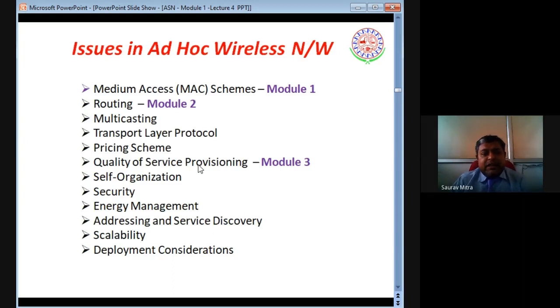Another issue in case of ad hoc wireless network is called self-organization, because there is no base station in case of ad hoc network. All the nodes are supposed to organize themselves so that the data path from source to destination can be established. Security is a big issue in ad hoc wireless network. Security means because it's a wireless network, the security should not be breached from transmitter to the receiver. So security is a very big issue in case of ad hoc network.